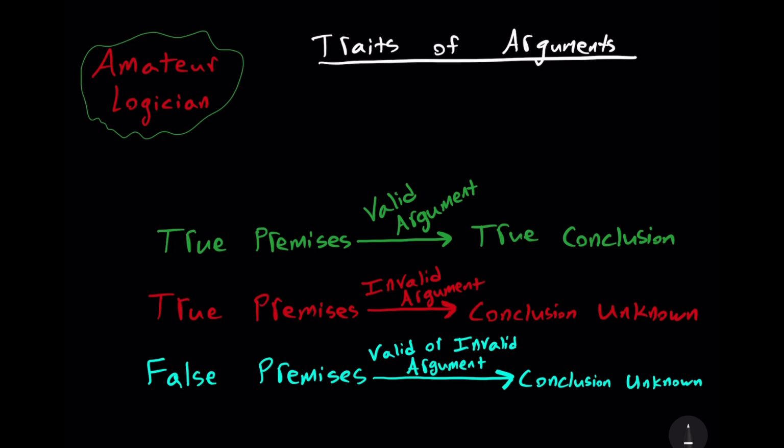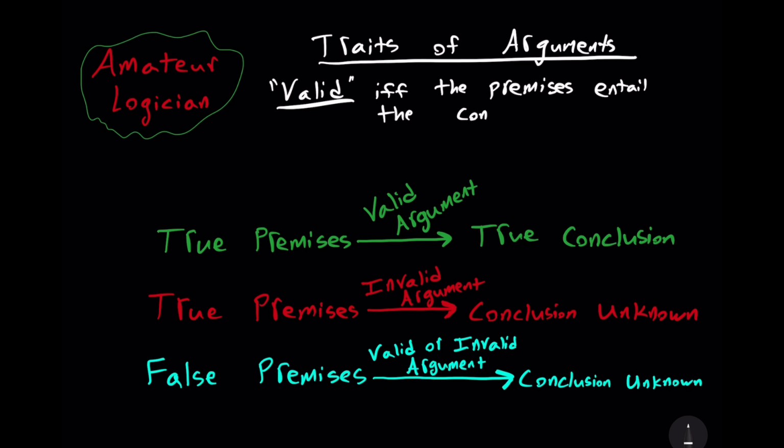First up, we have to think about validity. An argument is valid if and only if, where we abbreviate if and only if as IFF, the premises entail the conclusion. And that's it. This doesn't mean that the conclusion is necessarily true. In fact, it might actually be false.